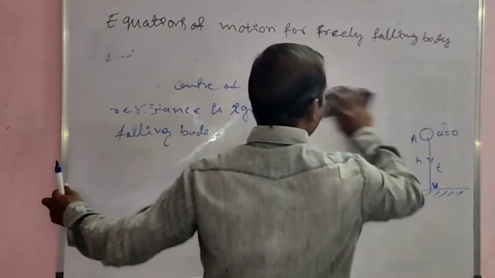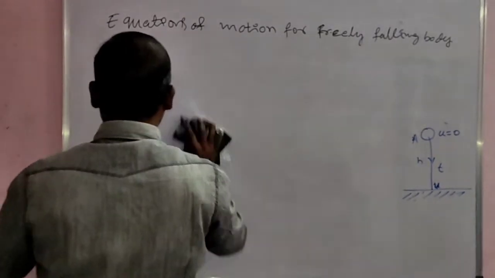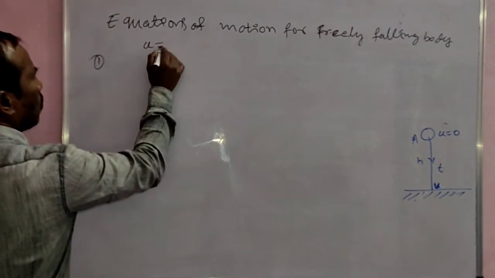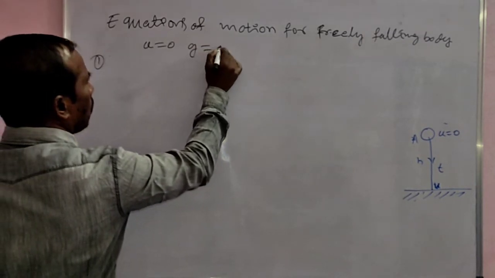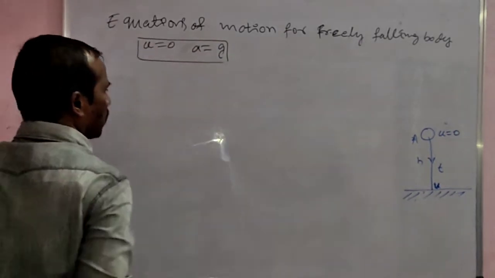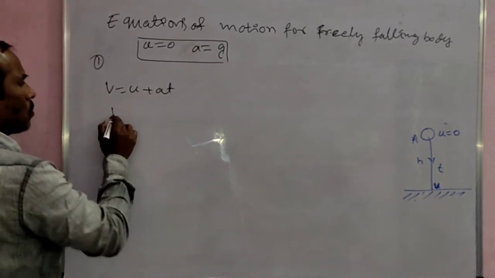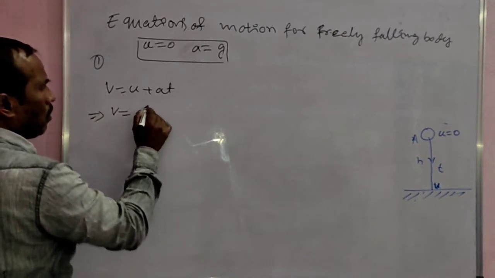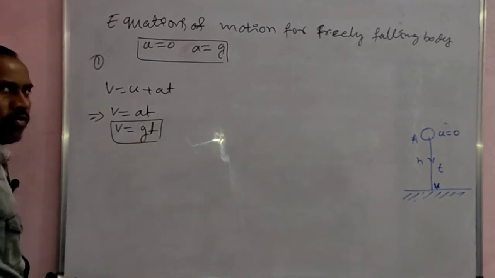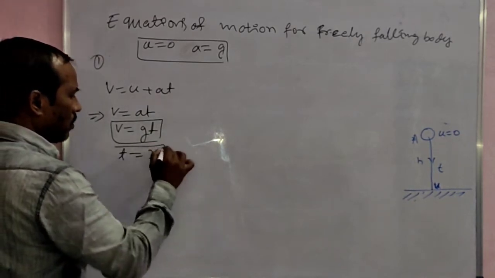First case: v is equal to u plus at. Very important formulas. Here, for the first case, u is equal to 0 and a is equal to g. Next, the first equation, v is equal to u plus at. Here u is equal to 0, so it simplifies to v is equal to at. Since a is equal to g, v is equal to gt. Velocity is equal to gt. So t is equal to v by g.